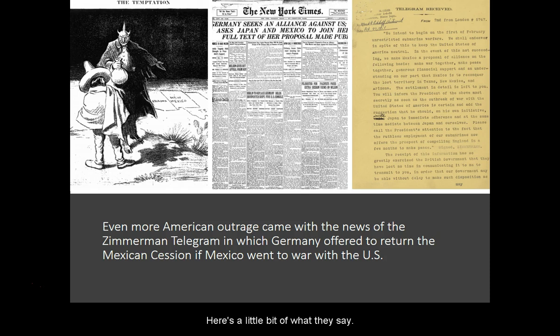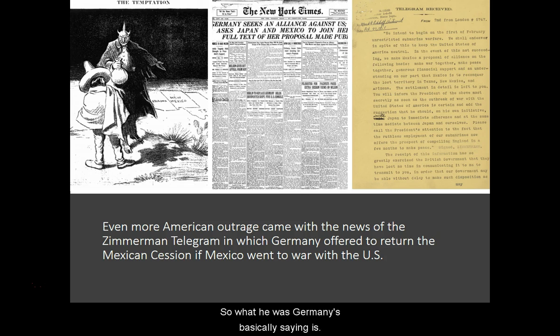We intend to begin the 1st of February unrestricted submarine warfare. We shall endeavor, in spite of this, to keep the United States of America neutral. In the event that this not succeed, we make Mexico a proposal of alliance on the following basis. Make war together, make peace together, generous financial support and understanding on our part that Mexico is to reconquer the lost territories of Texas, New Mexico, and Arizona. The settlement in detail is left to you. You will inform the president above most secretly, as soon as the outbreak of war with the United States of America is certain, and add the suggestion that he should, on his own initiative, invite Japan to immediate adherence, and at the same time, mediate between Japan and ourselves.